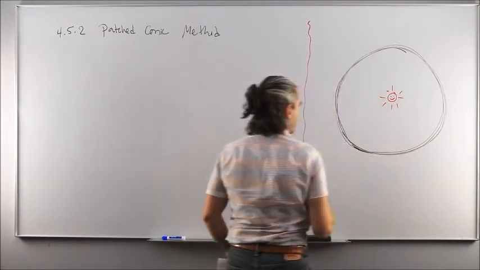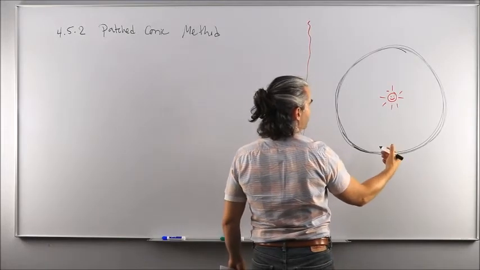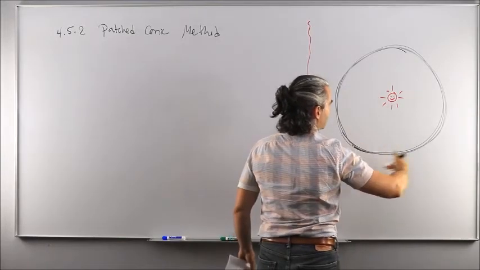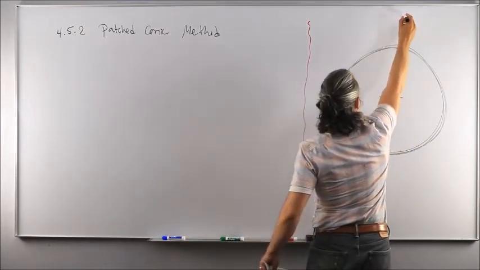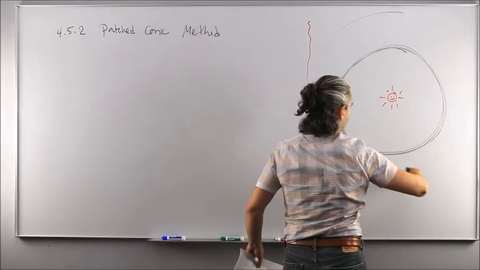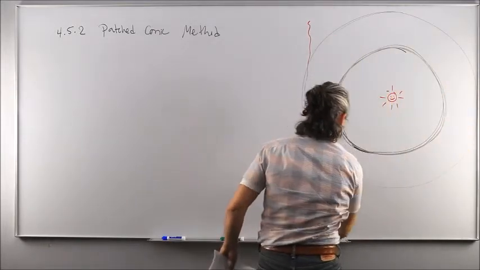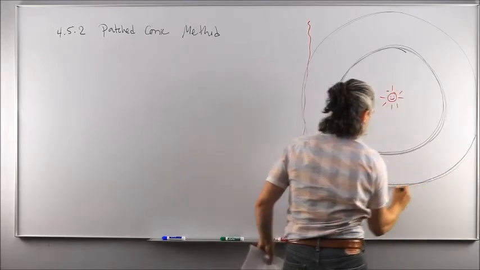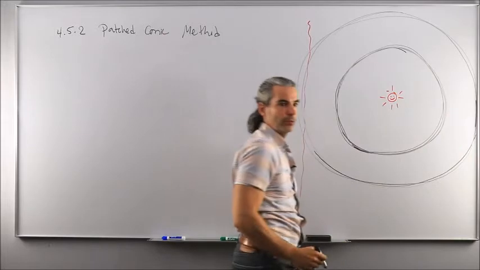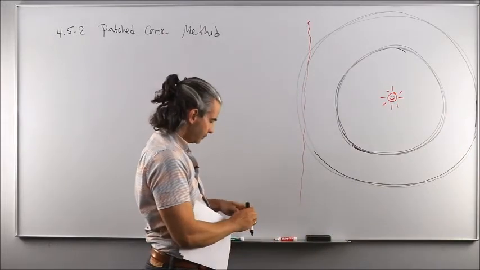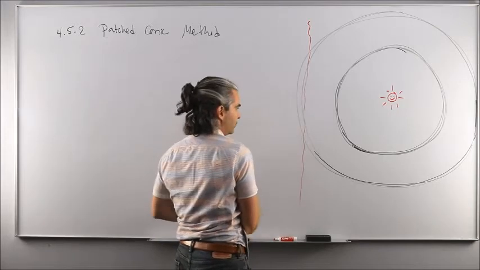So the way it's going to work again is that you want to go from one planet, and for this demonstration, we're going from an inner planet to an outer planet. We're going to go to a planet that has an orbit bigger than the original one. So let's switch to blue.